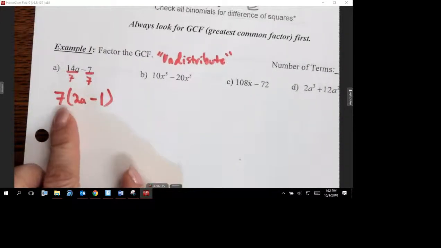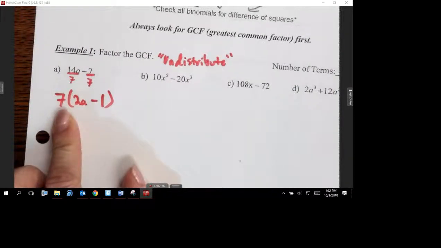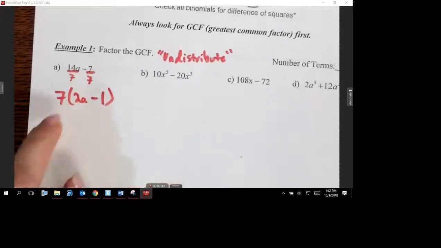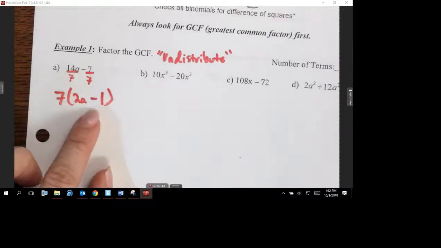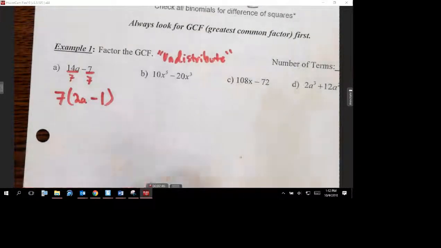So doesn't it look like the kind that you would have to distribute in? Today we're doing factoring, which is undistributing. So this is the answer. But if you're not sure if you got it right, you could always check.